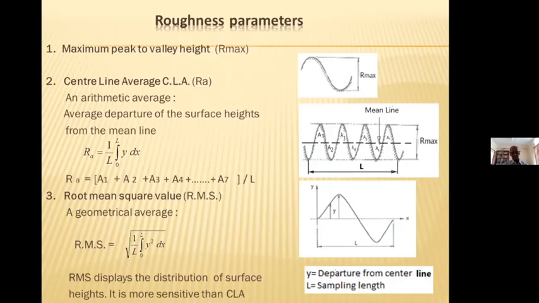So this is a very simple and basic definition of roughness, and it is not of much use, except to describe a surface semi-qualitatively.